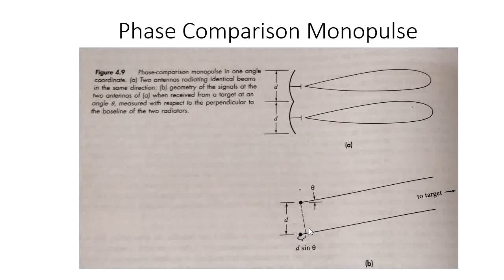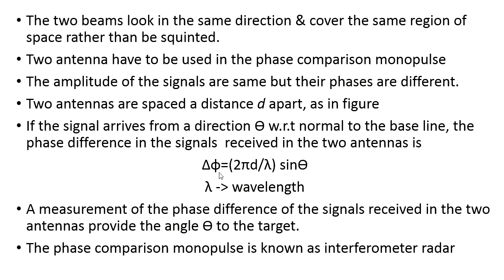That is why there is a change in the phase between these two antennas, the first and second antenna. The expression for phase comparison monopulse is given as delta phi is equal to 2 pi d by lambda into sine theta. Lambda is the wavelength here. As I told, the same concept, in order to find the angular error, here we are using the phase comparison concept.